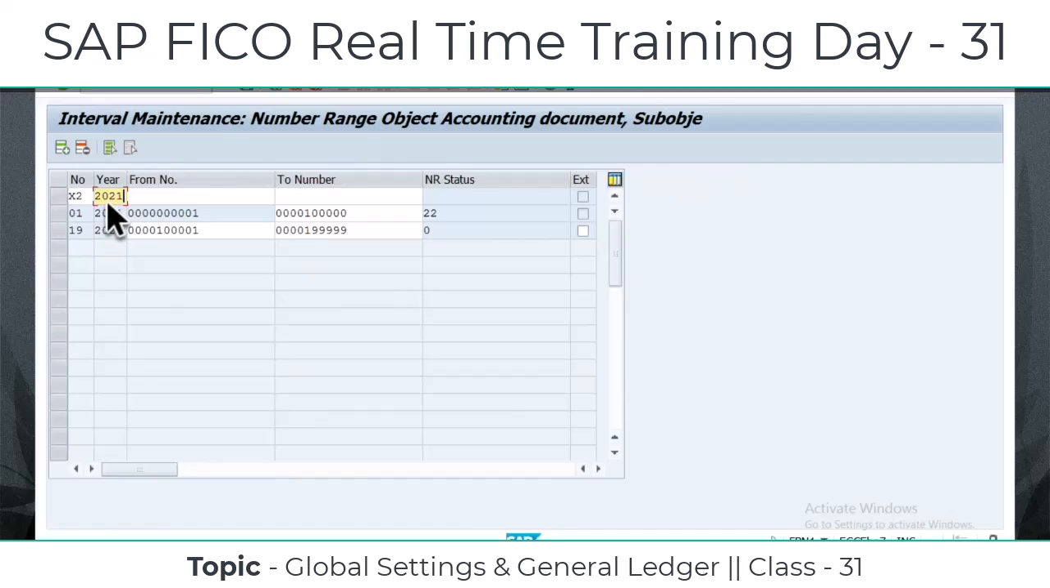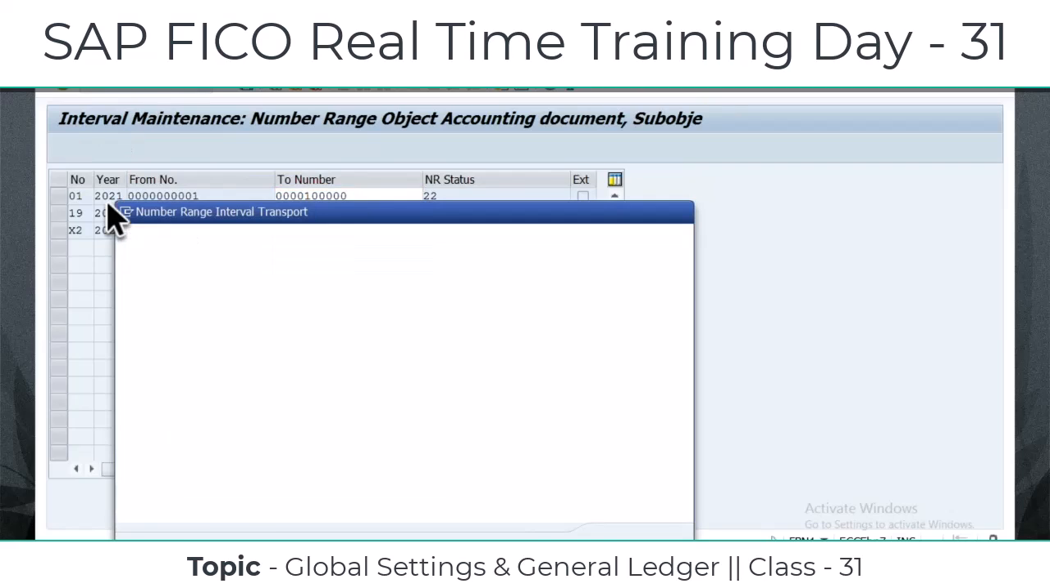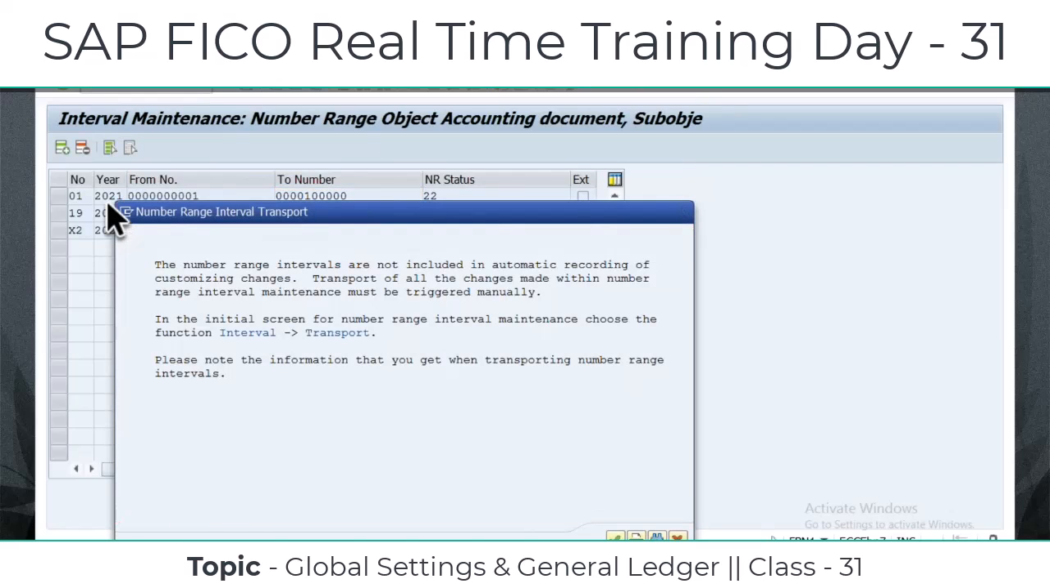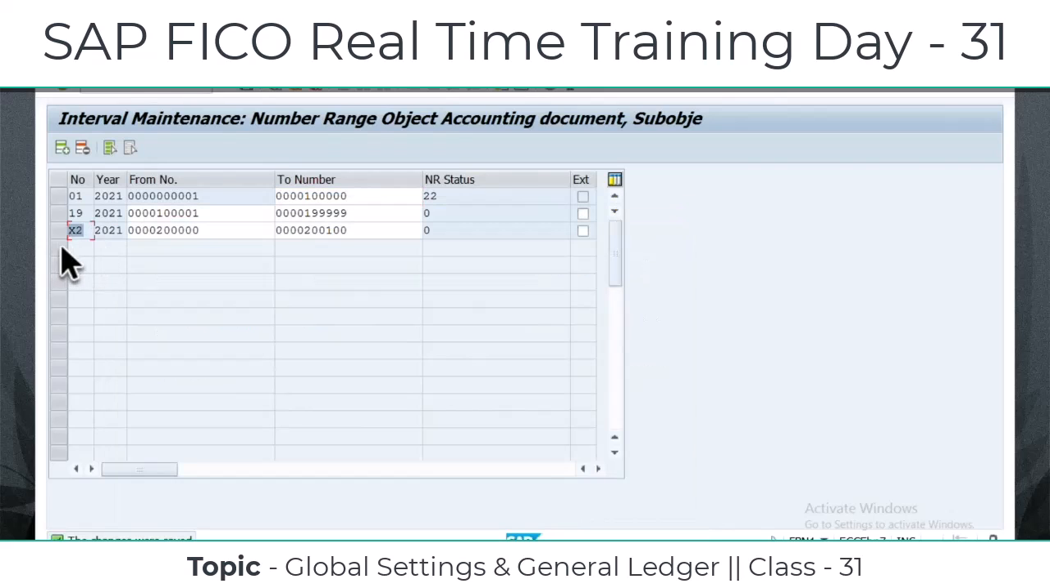Year 2022, what was 2021? From number to number, next number, you can enter anything. 2 lakh to 2 lakh, maximum 100 or something rough. Whatever you want to specify, save it. Here, if you want, you can maintain internal or external, but mostly the best practice is always internal. Clear? Like this you have to maintain the number range intervals for number range key X2.